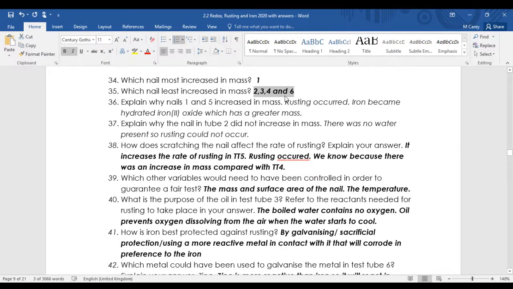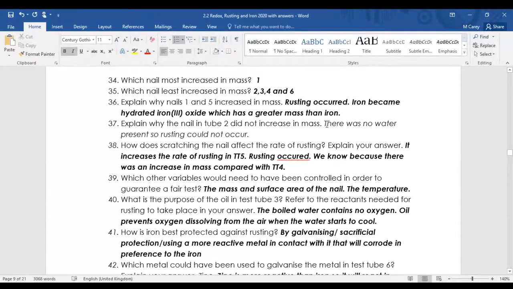Explain why the increase in mass. The reason is rusting occurred. Iron becomes hydrated iron 3 oxide. Check that now. That's probably a mistake in the one I sent you as well. Which has a greater mass than iron, I should have said. If you remember from last year, the RFMs, adding together the mass numbers to get the mass of any substance.